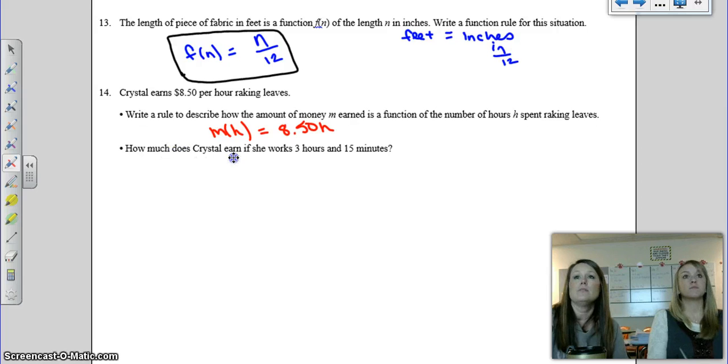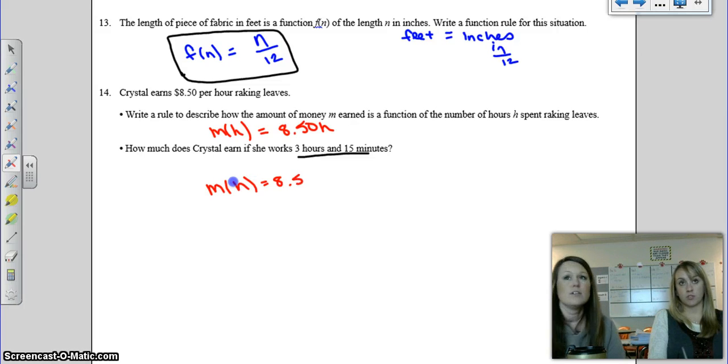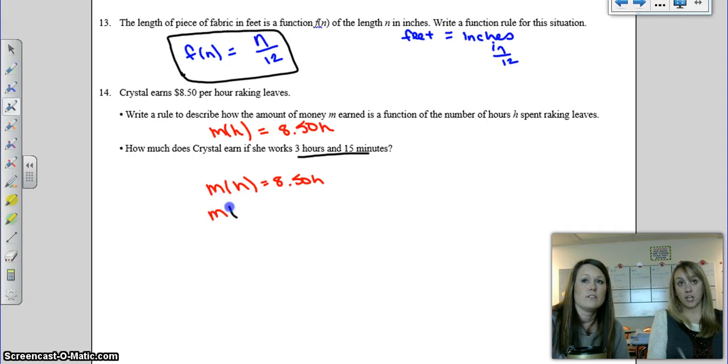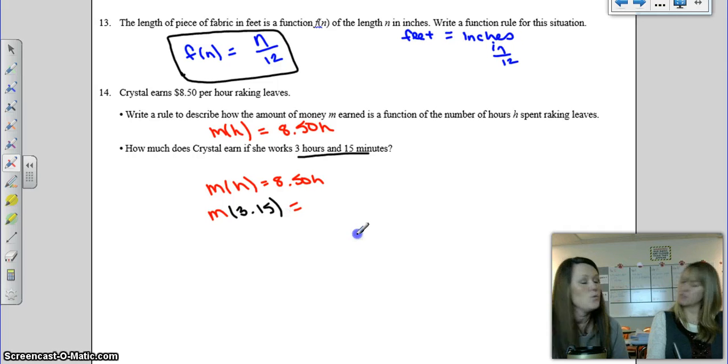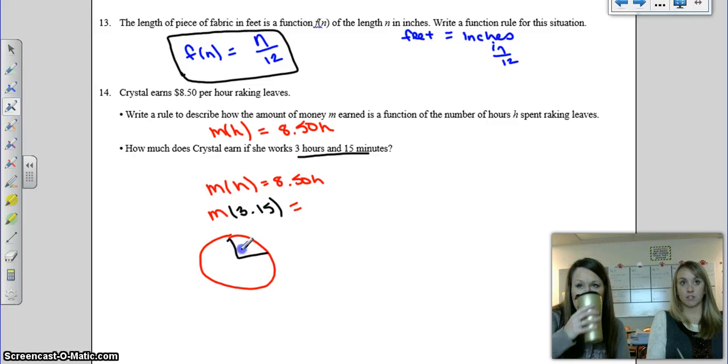Now, how much does she earn if she works 3 hours and 15 minutes? So it's 3.15 times $8.50. The money is for how many hours? Well, it's 3 hours and 15 minutes, so that's clearly 3.15. Is that right? Is it not 0.25? Well, if I have 60 minutes on a clock and I'm going 15 minutes, that's 25% of the time, so it'd be 0.25.